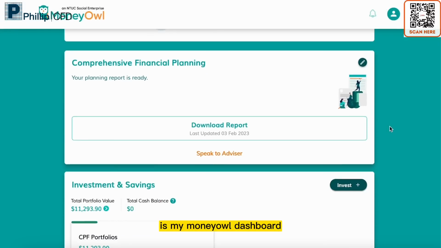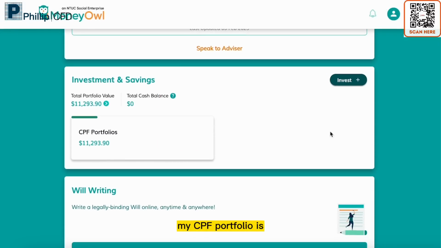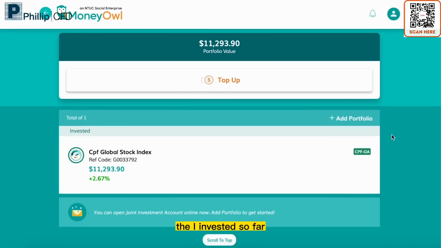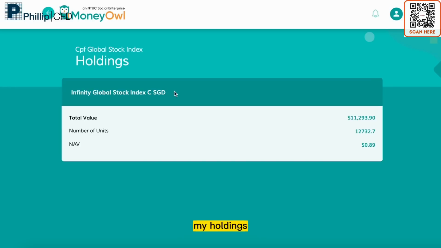Alright, so here is my MoneyOwl dashboard, and you can see that right now my CPF portfolio is 11.3k, right? And how much I invested so far is around $11,000. So up till the March of 2023, I have invested $1,000 monthly for 11 months, and the amount is $11,000. So $293. That's a simple return of around 2.67%. If you look at my holdings, it's 100% in Infinity Global Stock Index Class C SGD. At an NAV of 0.89, market value right now is 11.3k.